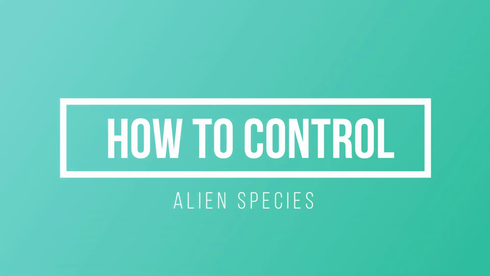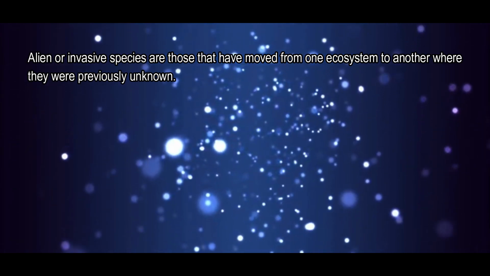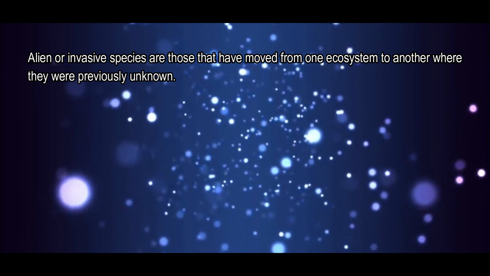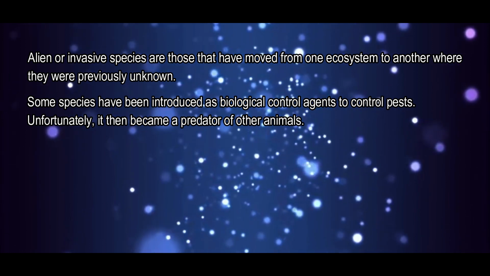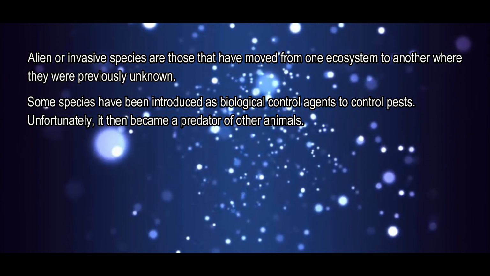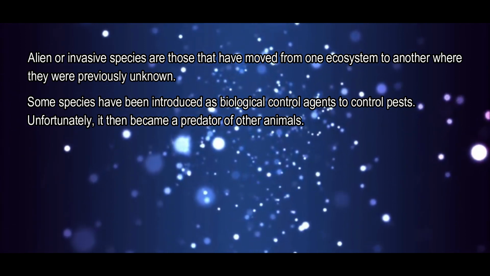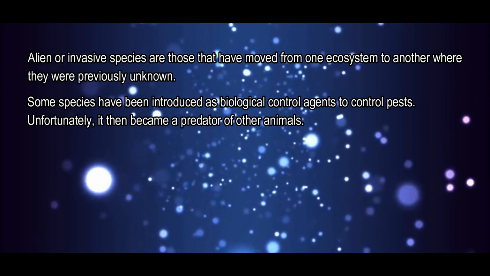Now, we're going to discuss how to control alien species. Alien or invasive species are those that have moved from one ecosystem to another where they were previously unknown. Some species have been introduced as biological control agents to control pests. Unfortunately, it then becomes a predator of other animals.